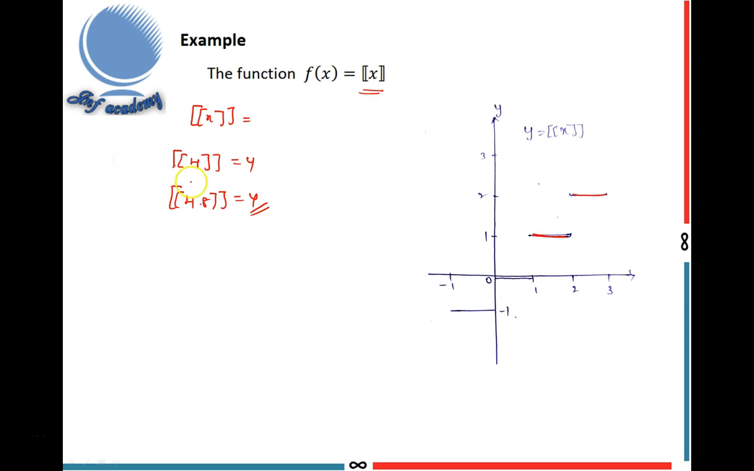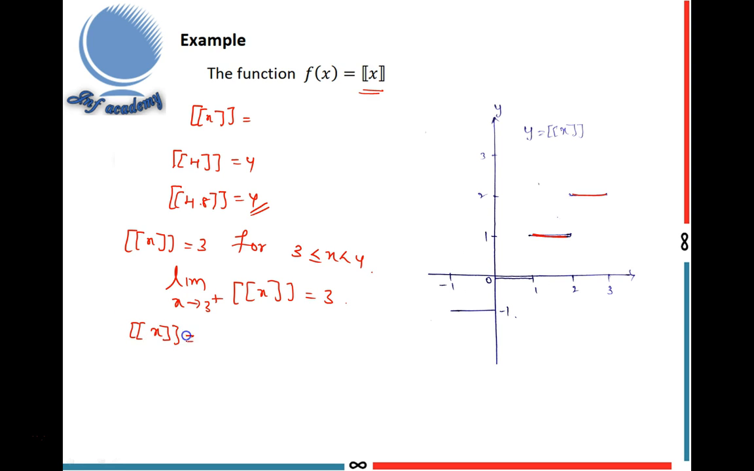By using that diagram, the greatest integer function of x equals 3 for what values? 3 less than or equal to x less than 4. So the limit as x tends to 3 plus, from the right, 3 to 4. So from the right, the greatest integer value of x equals 3. But the greatest integer function of x equals 2 for 2 less than or equal to x less than 3. So the limit as x tends to 3 minus.